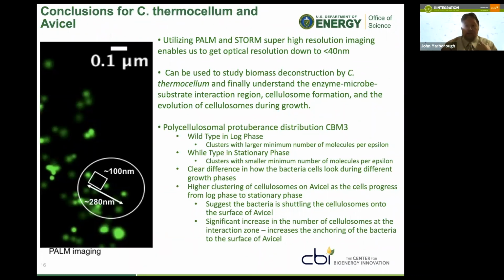And so what this study is starting to show is that while we look at the cellulosome protuberance of the CBM3, in log phase we see a larger number of clusters with more molecules per cluster. We see in stationary phase, they're losing those cellulosomes. There's a clear difference in how the bacteria looks between log and stationary phase. And we're seeing shuttling onto the avicell particles, signifying that as they're attached, they're dumping a ton of cellulosomes onto that surface, which helps degrade that material.